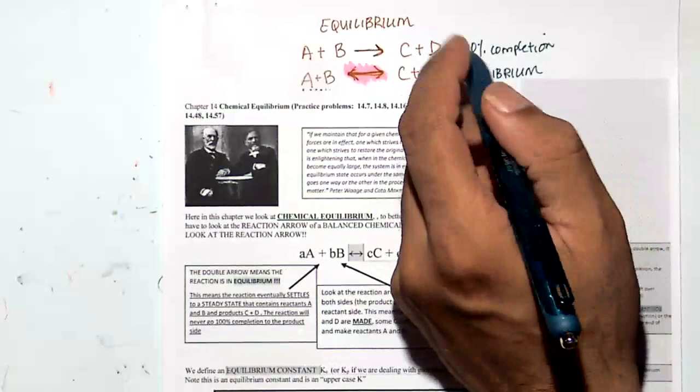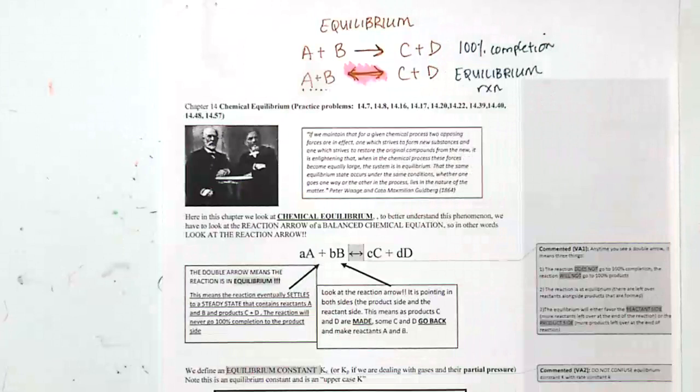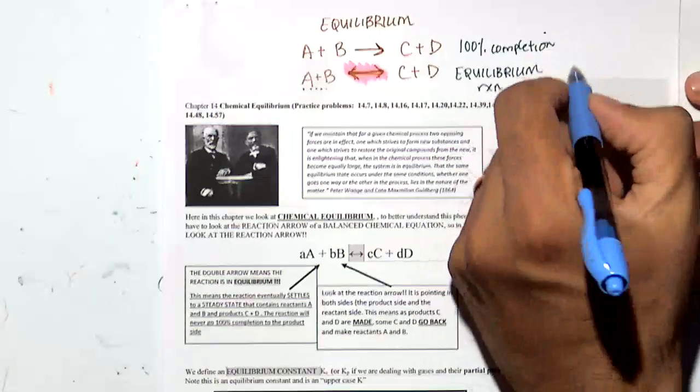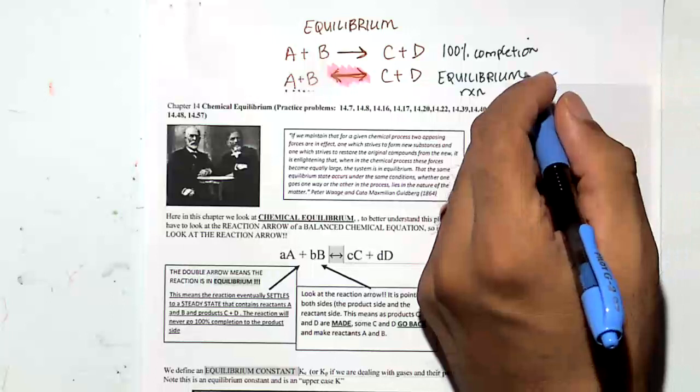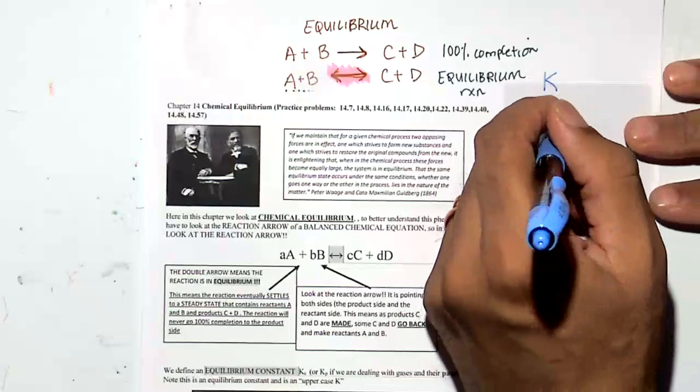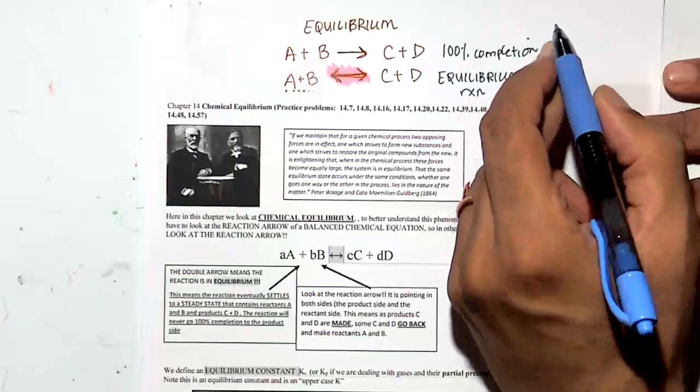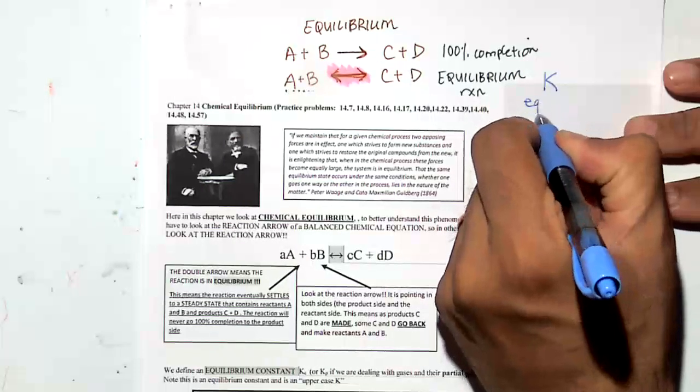To the extent that this reaction goes in the forward direction, that extent we're going to call the equilibrium constant K. Okay, so that's an important point of this chapter, K. Okay, notice that this is capital K. Capital K. Okay, so this K is going to be called the equilibrium constant.